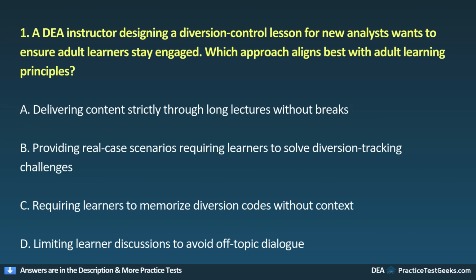1. A DEA instructor designing a diversion control lesson for new analysts wants to ensure adult learners stay engaged. Which approach aligns best with adult learning principles? A. Delivering content strictly through long lectures without breaks. B. Providing real case scenarios requiring learners to solve diversion tracking challenges.